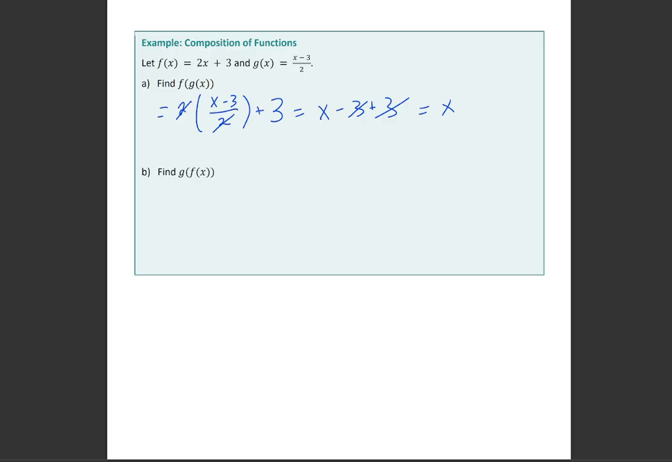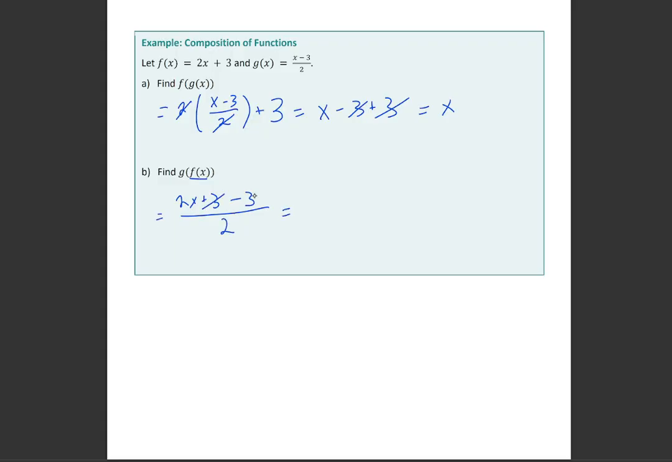Now let's see what happens when we look at g of f of x. So if I take g of f of x, I'm plugging f of x into g of x. So now instead of x minus 3 on the top, I have 2x plus 3 minus 3 on the top, divided by 2 on the bottom.